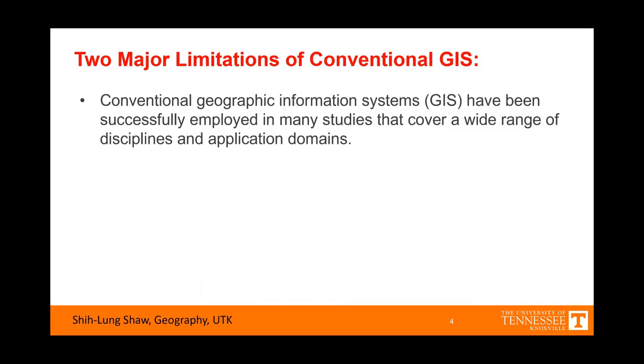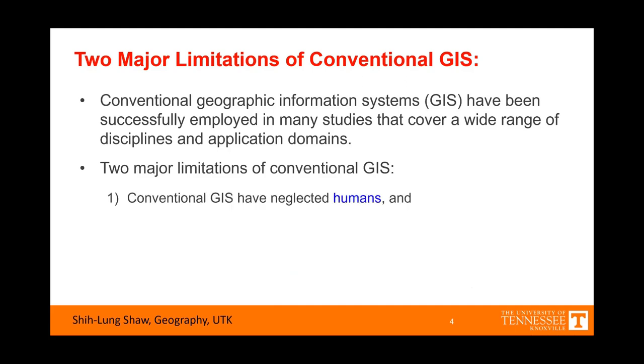So those of you who have been using GIS know GIS has been quite useful in many different fields and to address different kinds of problems. But there are also some major limitations of GIS from my perspective. So in today's talk, I'm going to share two major limitations. The first one is, I think the conventional GIS approach has pretty much neglected humans. So if we try to handle humans in the computing environment based on GIS, it's very limited.